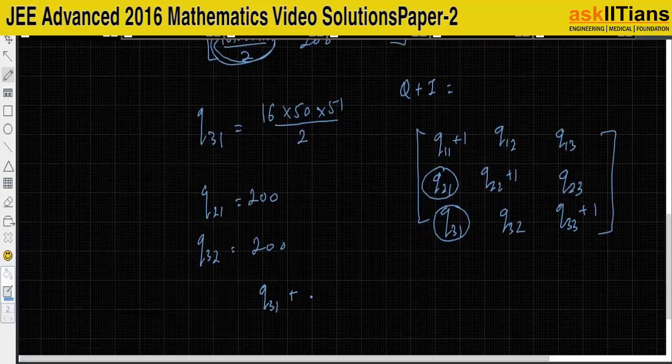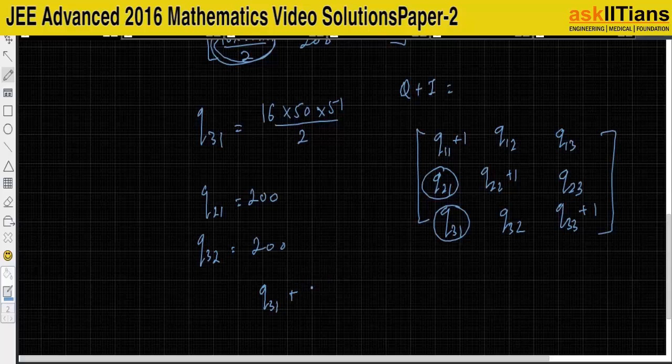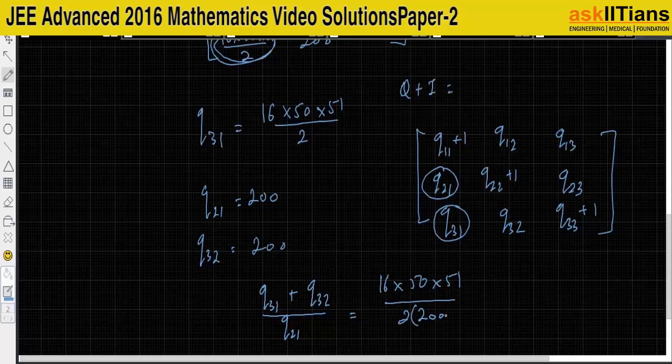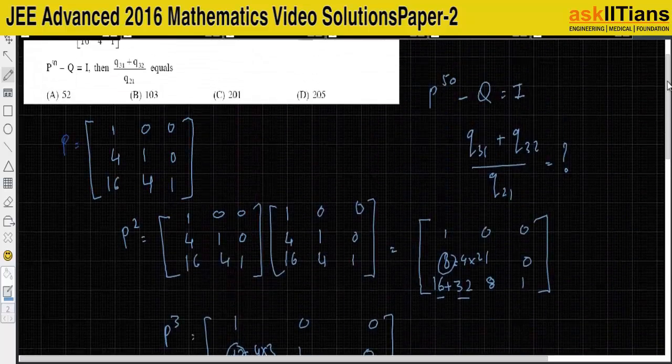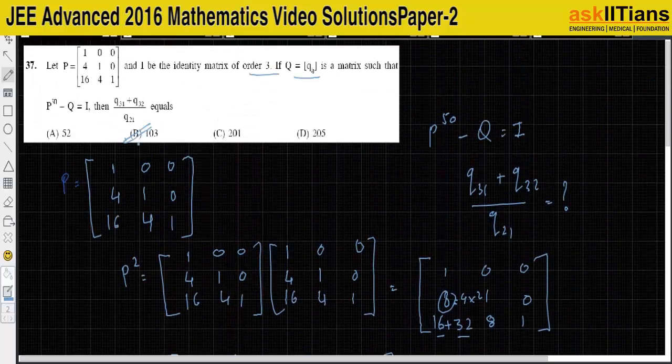Q31 plus Q32 divided by Q21. So this will be equal to 160 into 50 into 51 divided by 2 into 200 plus 1. So if I solve this, I'll get 102 plus 1, and this will be 103. So the correct answer for this question will be 103. Option B will be the correct answer.